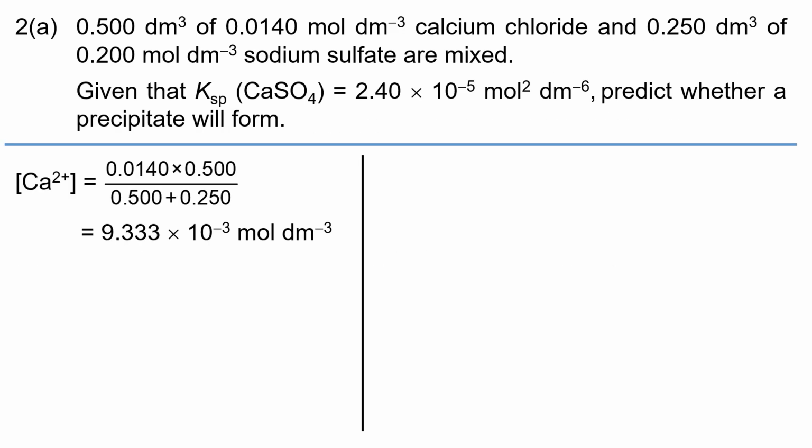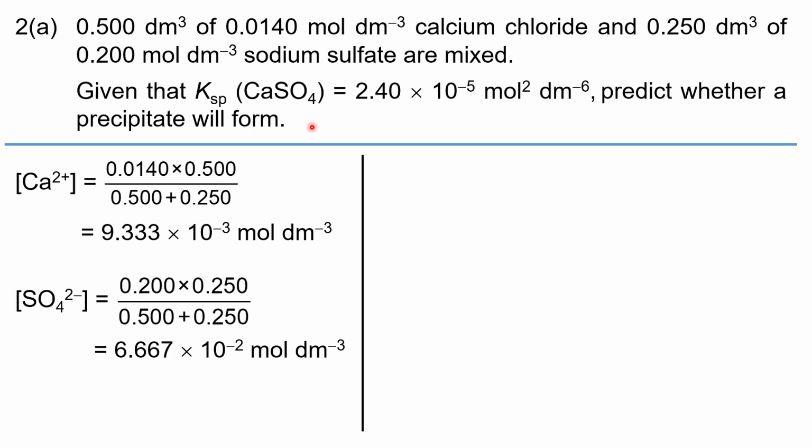Now in question 2a, you're given 0.5 dm cube of this concentration of calcium chloride and 0.25 dm cube of this concentration of sodium sulfate mixed together. Now you're given that the KSP value of your calcium sulfate is this value. Predict whether a precipitate will form or not. So if you want to predict whether a precipitate will form or not, again remember, as long as your IP value is equal to or greater than your KSP value, your precipitate will form. Okay, so we have to verify that.